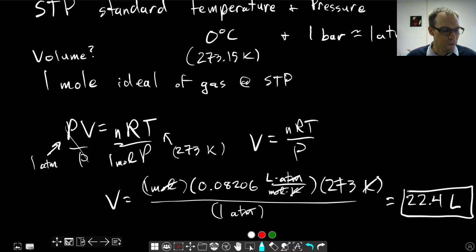That's a useful value to have in the back of your mind. You don't need to worry about memorizing it, but it gives you an approximate size. It's 22 liters. It's a decent size for 1 mole of gas, whereas 1 mole of, say, water is only 18 milliliters, right? And so you can see the very big difference in densities between gases versus liquids and solids.